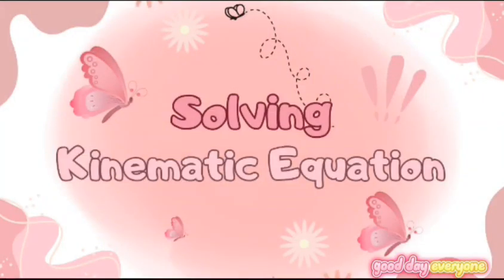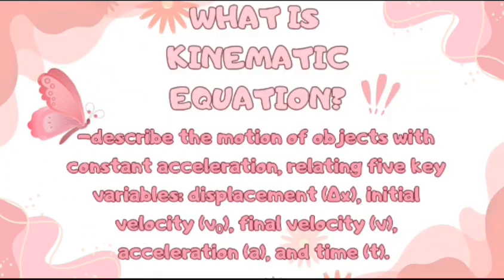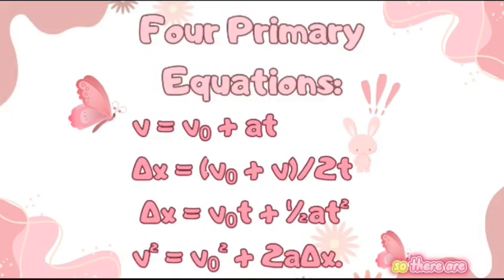Today, everyone, we're solving a kinematic equation. But first, let's know what a kinematic equation is. Kinematic equations describe the motion of objects with constant acceleration, relating five variables such as displacement, initial velocity, final velocity, acceleration, and time. There are four primary kinematic equations.